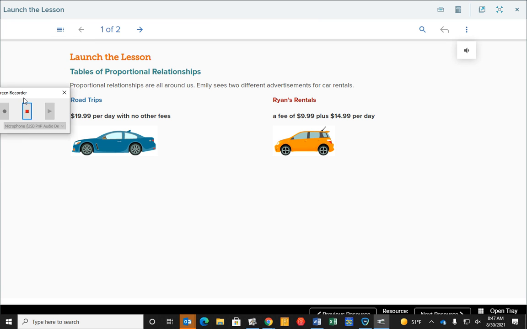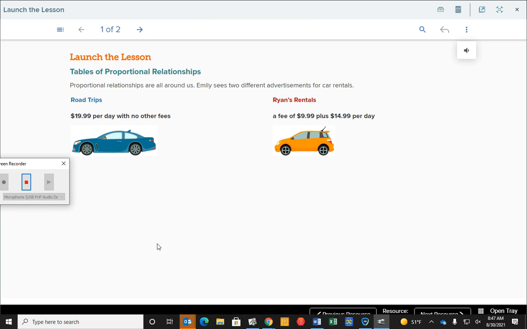Okay, so if we look at this table of proportional relationships, first of all, maybe I should turn the thing on.